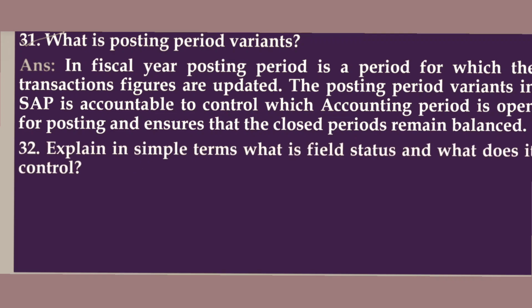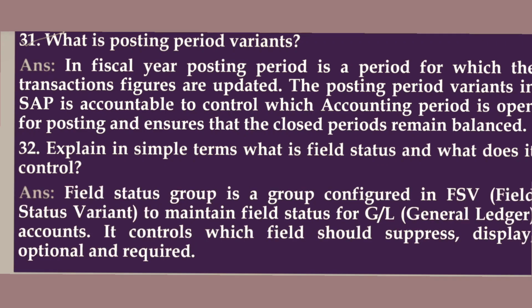Explain in simple terms what a field status is and what it controls. A field status group is a group configured in the FSV, field status variant, to maintain field status for GL accounts. It controls which fields should be suppressed, displayed, optional, or required.